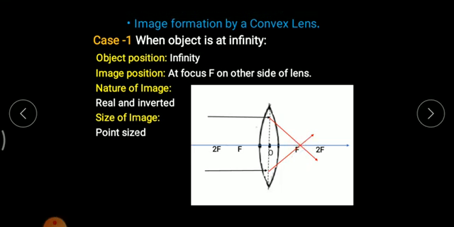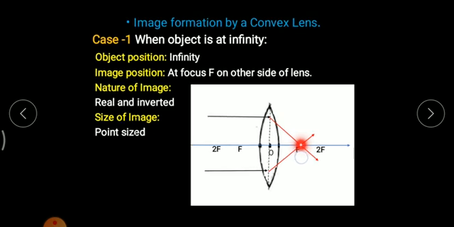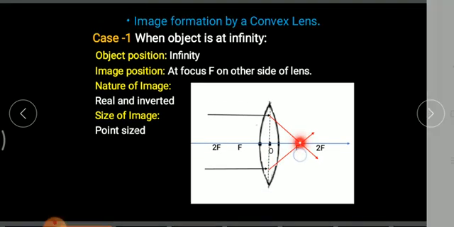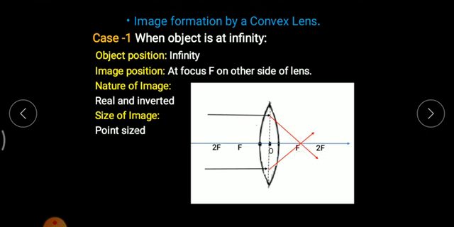And this image would always be real and inverted, and it is a point size image. As you can see, this image is always real and inverted, that is, an upside down image. Real images can be obtained on a screen. So in short, whenever parallel rays of light intersect a convex lens, the refracted ray will always converge at one single point. At that intersection point we will obtain an image. That image would be real, inverted and point size.